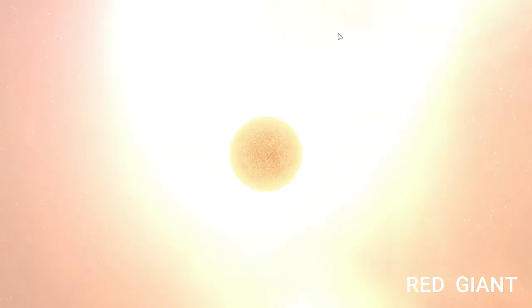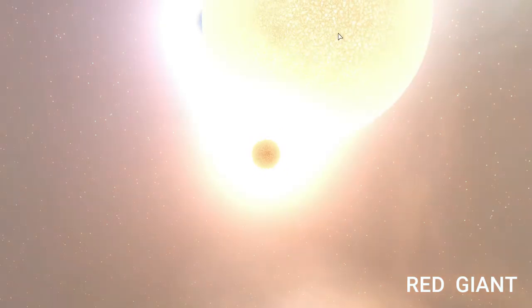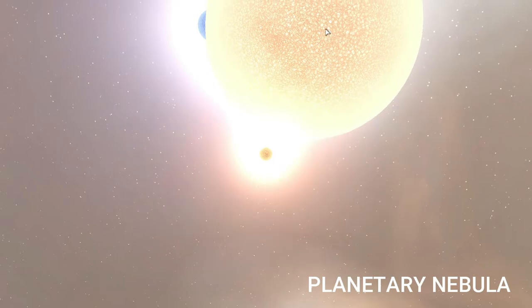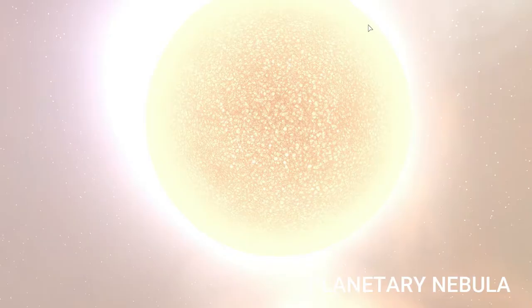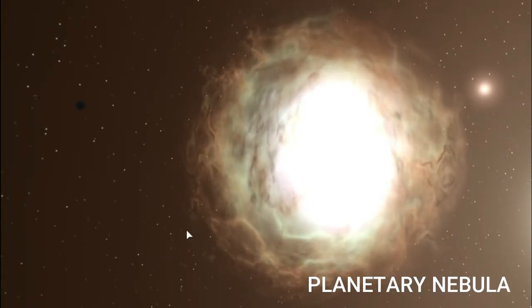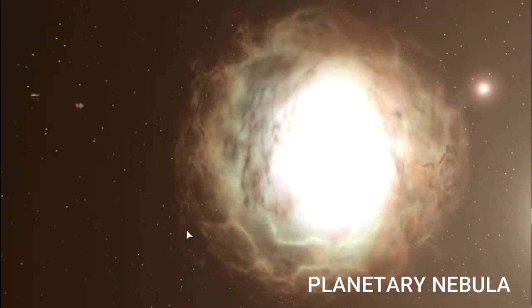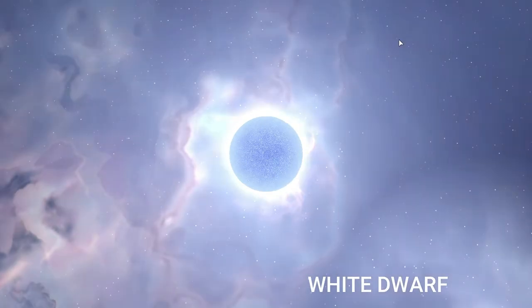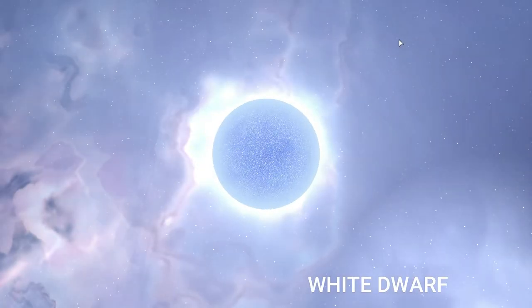For a star like the Sun, after the helium has fused into carbon, the core of the star collapses again. As the core collapses, the outer layer of the star is expelled, and a planetary nebula is formed by the outer layers. The core remains as a white dwarf and eventually goes on to become a black dwarf.